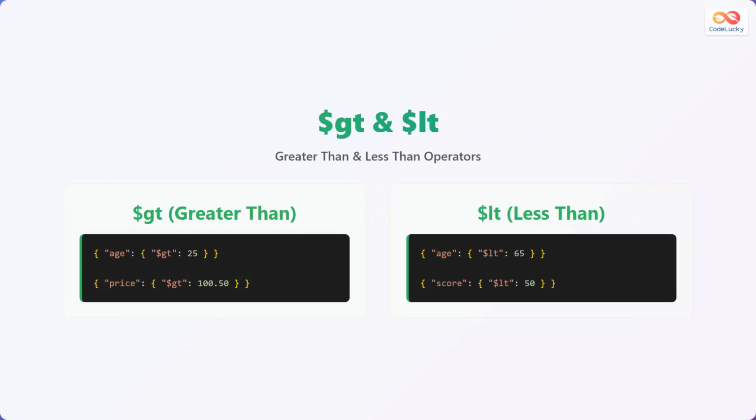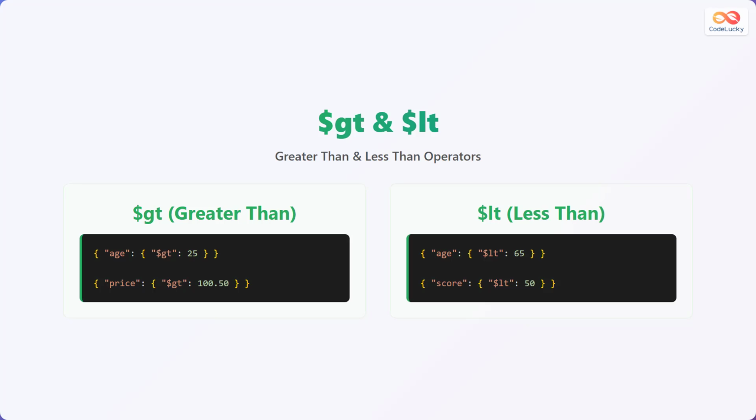Now let's discuss the $gt and $lt operators, greater than and less than respectively. The $gt operator selects documents where the value of the field is greater than the specified value. For example, this code finds all people whose age is greater than 25. Similarly, this query finds the records having the price greater than 100.50.